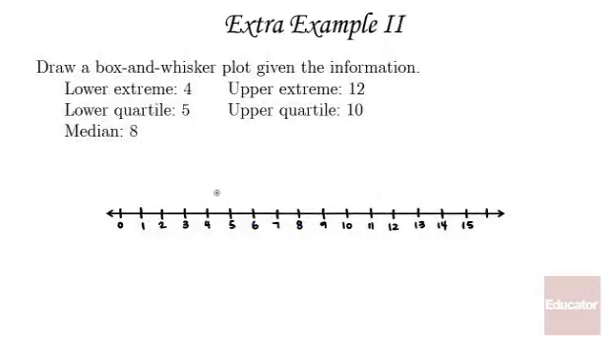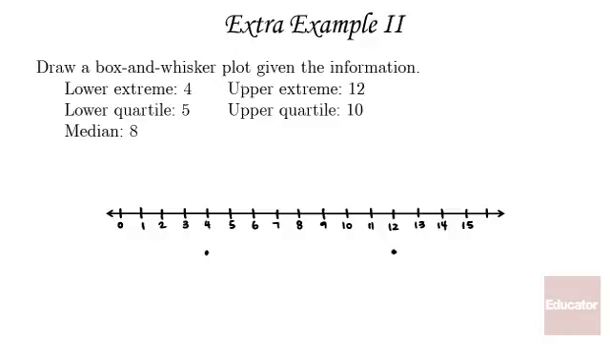All right, the next one, the information is given to us, and we just have to draw the box and whisker plot. Okay, so then, remember the lower extreme and the upper extreme, that's my smallest number and my biggest number. So those are the numbers that my whiskers are going to be drawn to, right? So I know my lower extreme is going to go like that. I'm going to draw a point right there. My upper extreme is going to be 12.